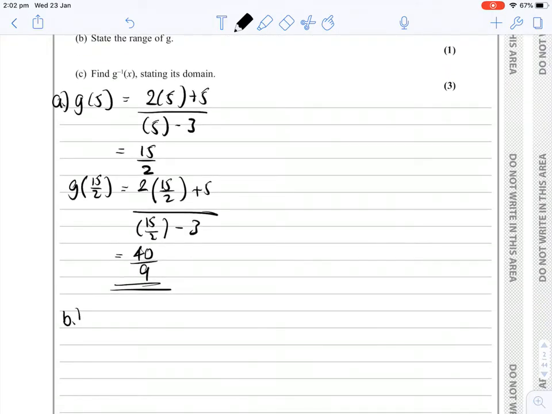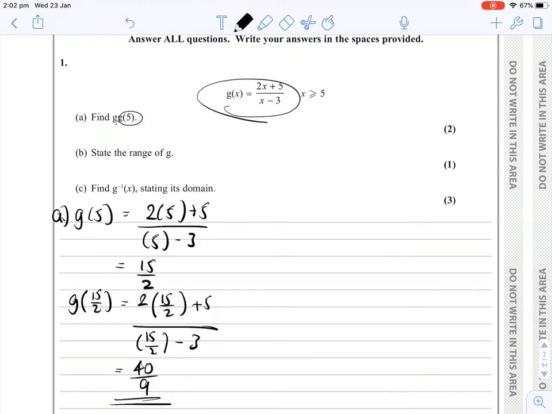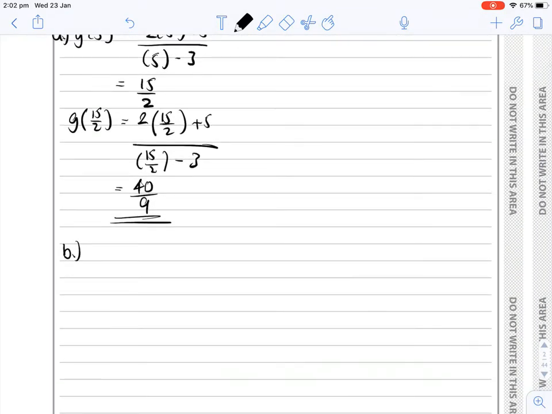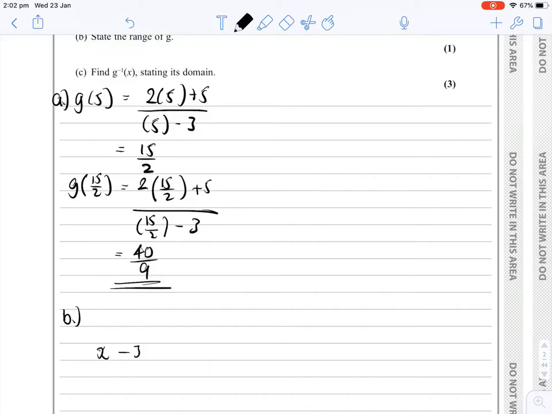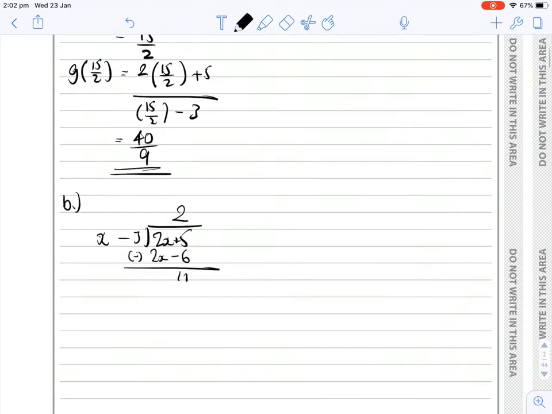Part B, state the range of g. So the range of g, if we look at our equation there, we can see that's a top-heavy fraction. So if I say do algebraic long division, so we've got x minus 3 into 2x add 5. 2x divided by x is going to be 2. And so we multiply through, 2 times x will give us 2x. 2 times minus 3 will be minus 6, which leaves us with 11. So therefore g of x is 2 plus 11 over x minus 3.